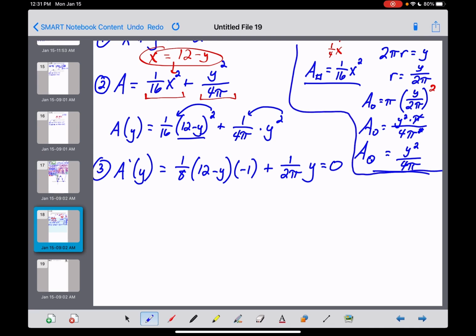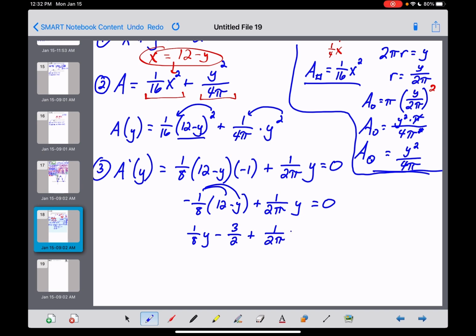Let me kind of cut all of that off. Okay, so what can I do here? We got a negative right there. Okay, so one thing at a time here. That's now a -1/8 times the quantity 12 minus y, plus a 1 over 2 pi times y. All that's going to equal 0. I'm going to distribute this to get rid of those parentheses here, and I'm going to switch order here also, make that a 1/8 y, minus 12 over 8, that's a 3 over 2, plus a 1 over 2 pi times y is all equal to 0.